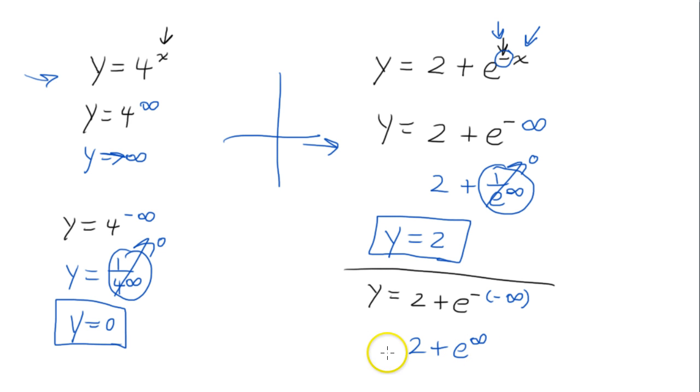So we don't have a horizontal asymptote on the left-hand side, so as x goes to the left without bound.